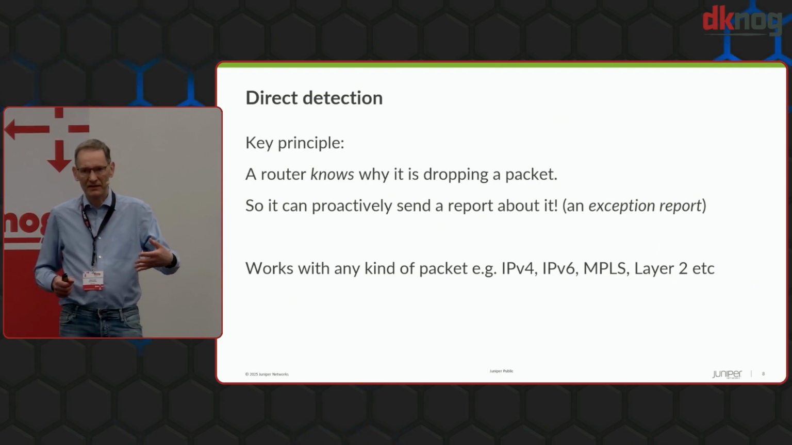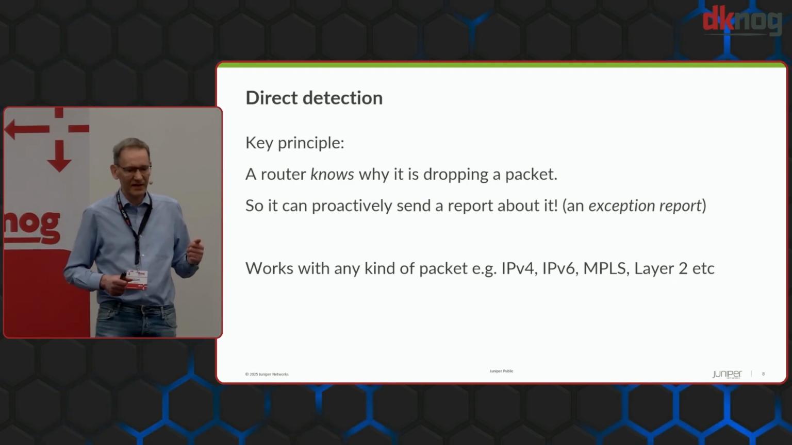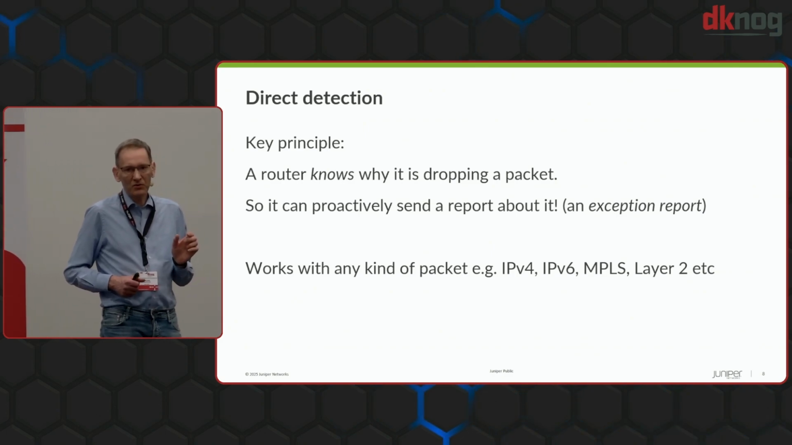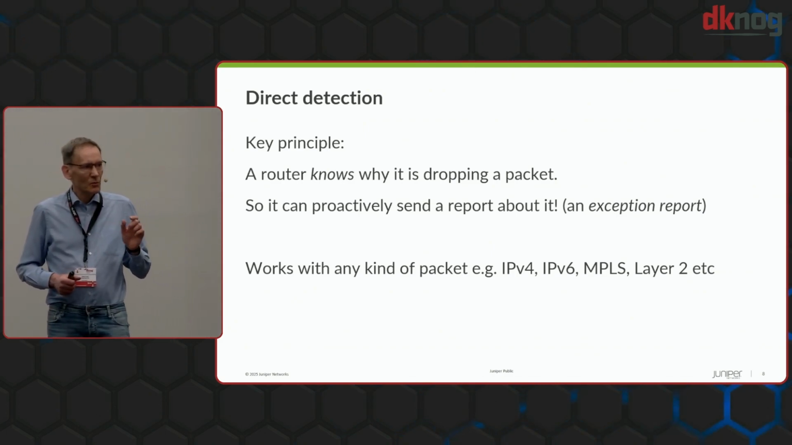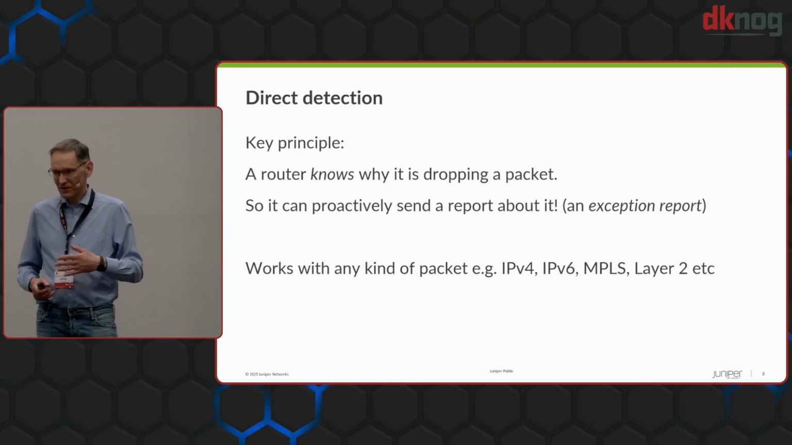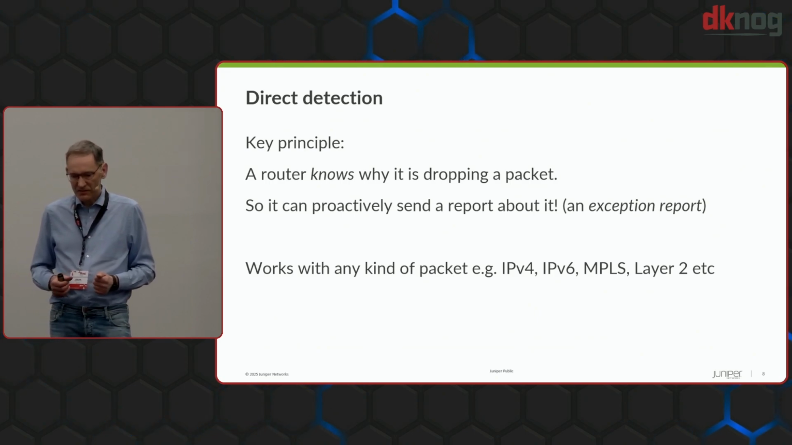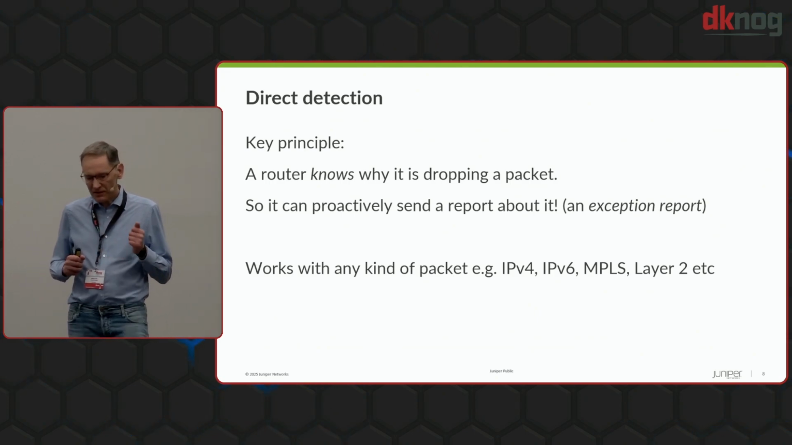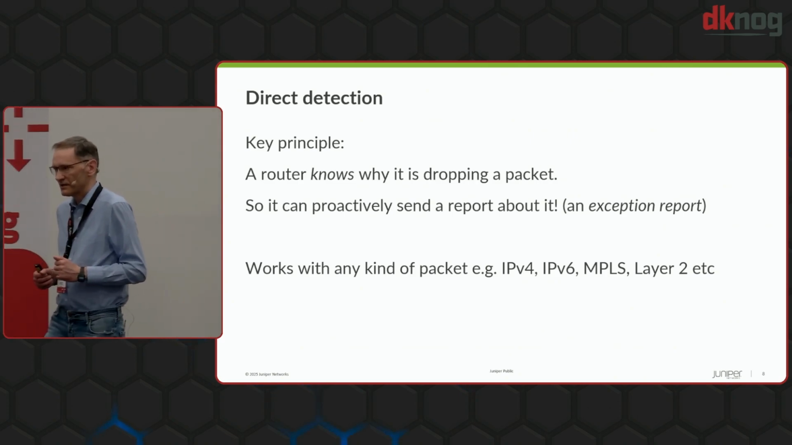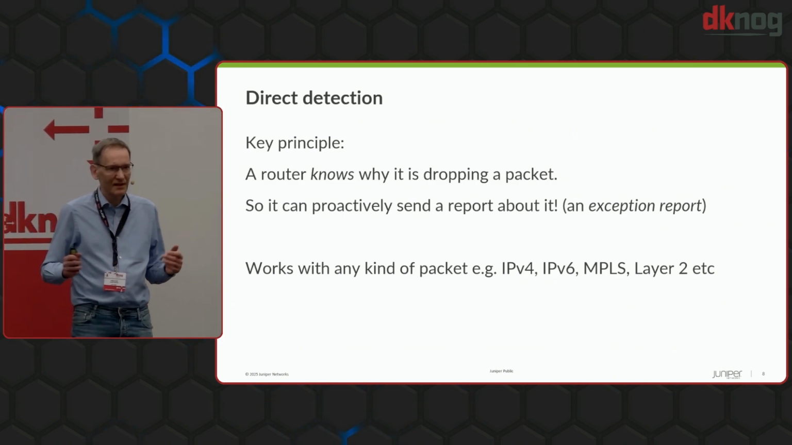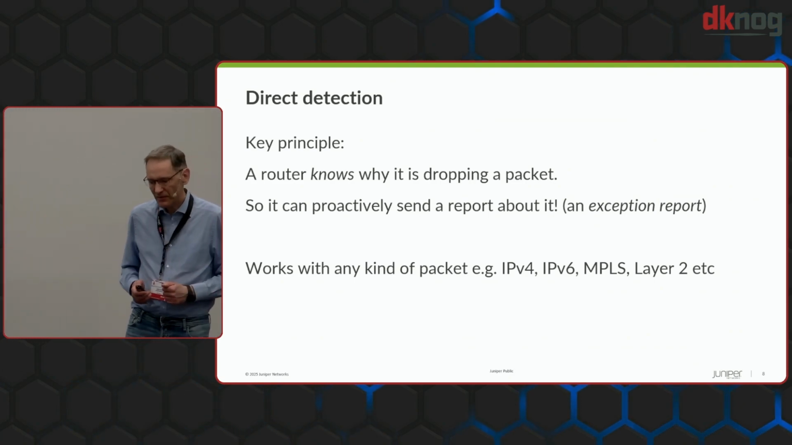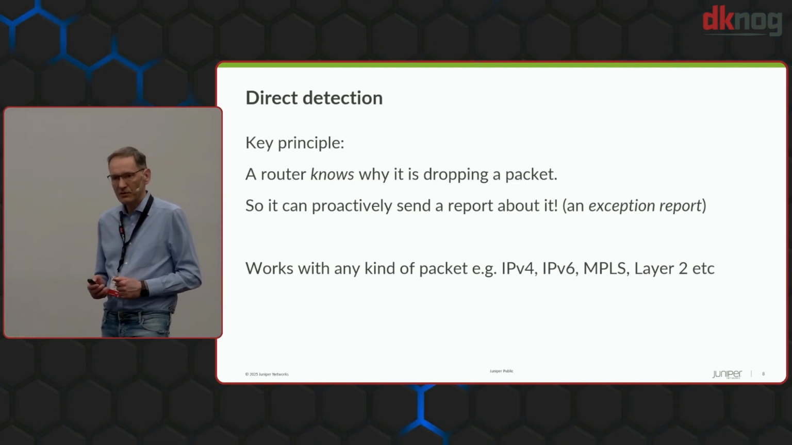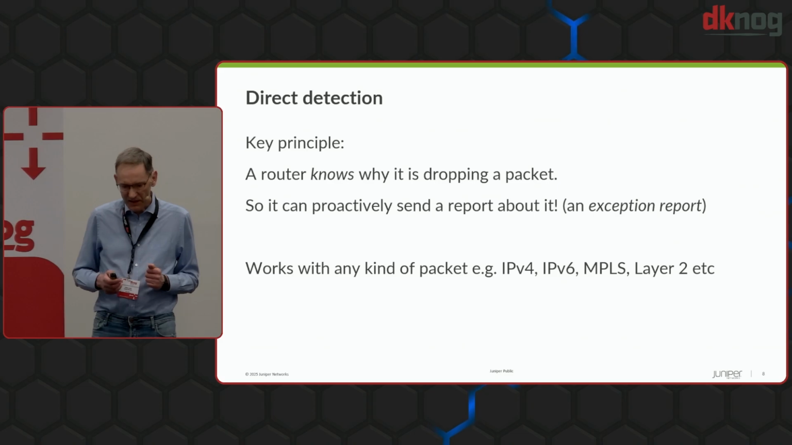It was an exception packet. The packet was dropped, so that means it's an exception packet. And the key thing is the report, as you'll see shortly, contains a reason code, the actual reason why the packet was dropped, plus a lot of extra metadata. And the scheme is generic in the sense that it works with any kind of packet that the router can forward. It could be IP version 4 or IP version 6 or MPLS or layer 2. It doesn't matter what sort of packet it is.